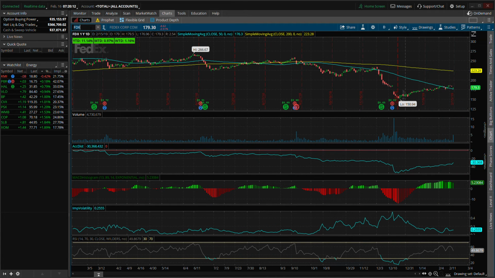FedEx. FedEx got whammied this year, but still year to date up 11%. But last year the peak was 266. Now it's trading at 180. That's like $80 down.